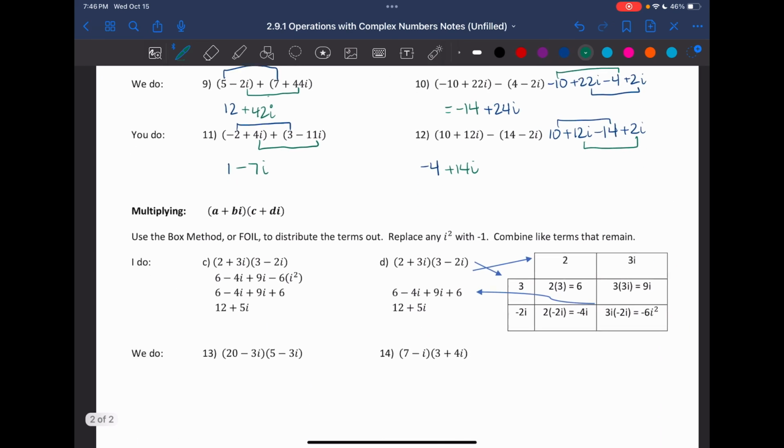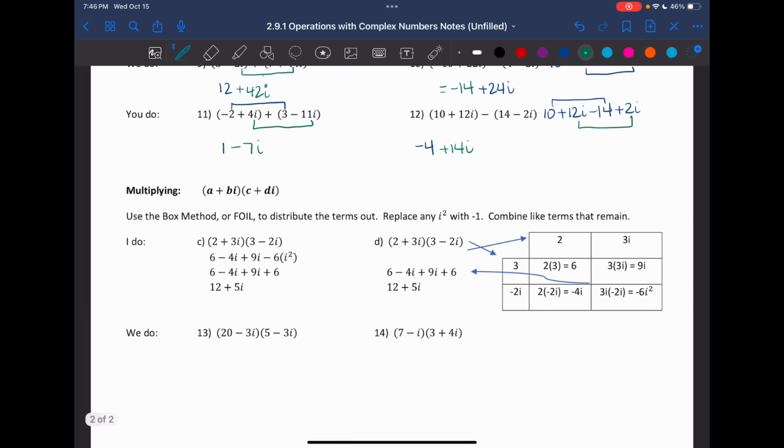So the last idea we have today is multiplying. So for multiplying, you have options. You can use FOIL like we did earlier, or you can use the box method if that's something you learned in the past. I personally am someone who uses FOIL, so I'm going to be going through that today. But if you use the box method, that's more than okay, and you can go ahead and use that instead.